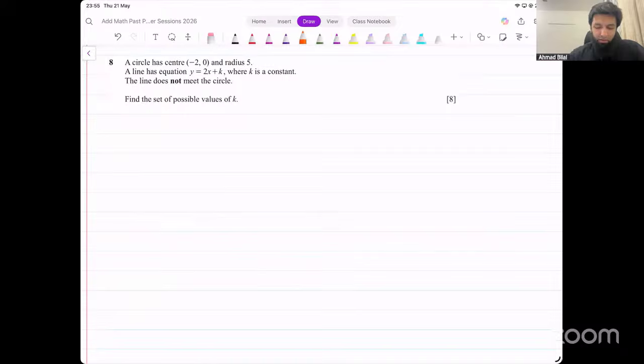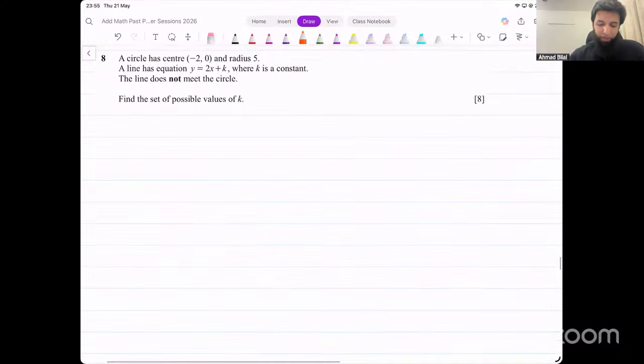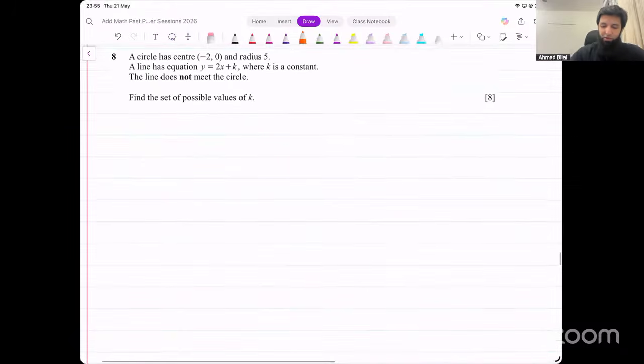Now we've got the circle. A circle has this center at -2, 0 and radius 5. Okay, I'll just do this question and then I'll have a short break of 30 seconds. I need to bring some water. Then we'll see.